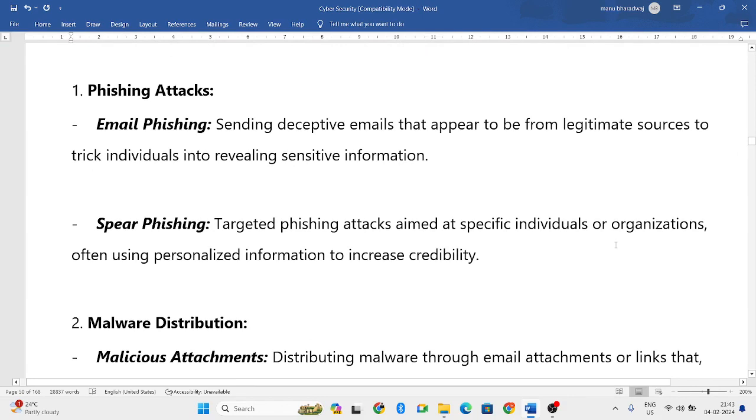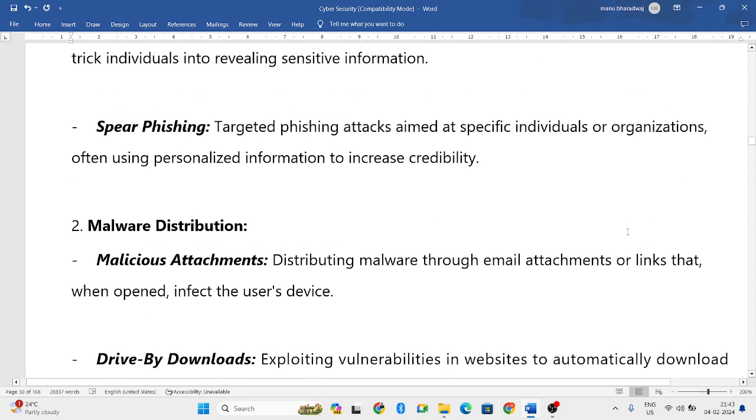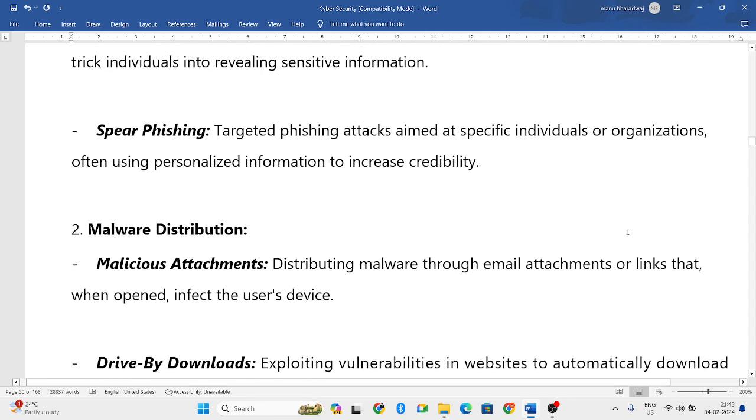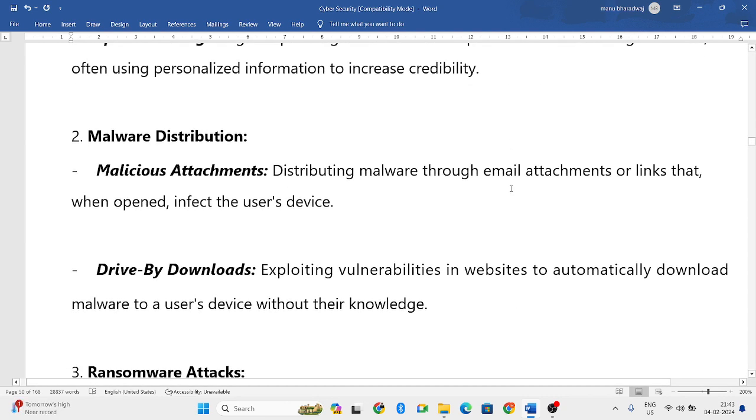You have already studied this, and in various videos I've explained. Email phishing is sending fake links, malicious links through email. Spear phishing is basically the same thing, but targeted at specific individuals and specific organizations. That is spear phishing. Next, malware distribution.